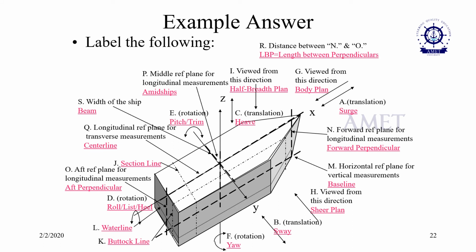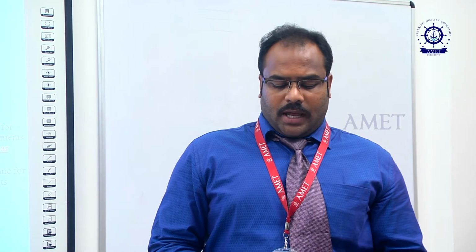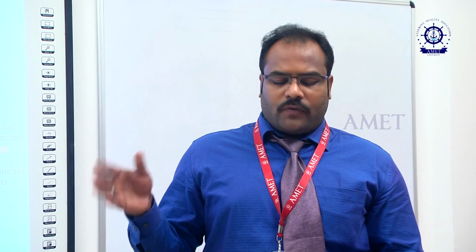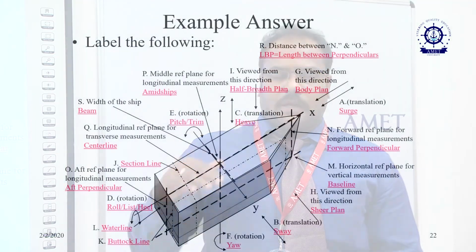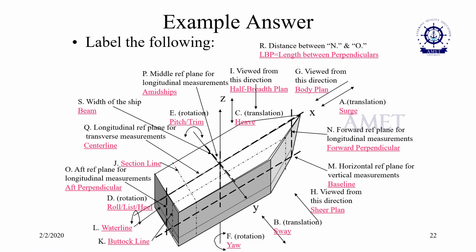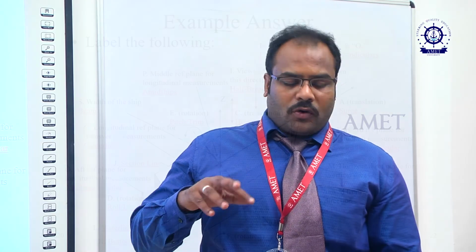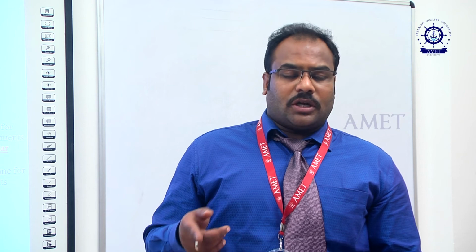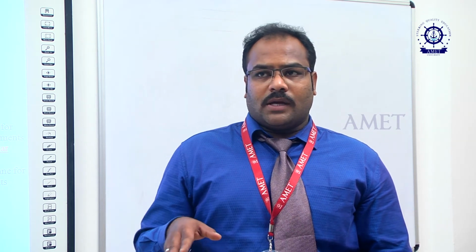Now, this has x, y and z axes, rotation and translation motion. The x axis is A, which is here in the slide, alphabet A. So, from A to S, Q you have. First you go with A, that is translational motion in the x axis, that is your surge, sway and then heave. Then go for rotational motion, that is D, E and F: roll, list or heel in the x axis, trim and pitch in the y axis, and then yaw in the z axis.